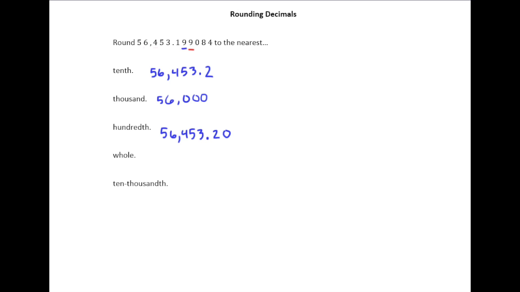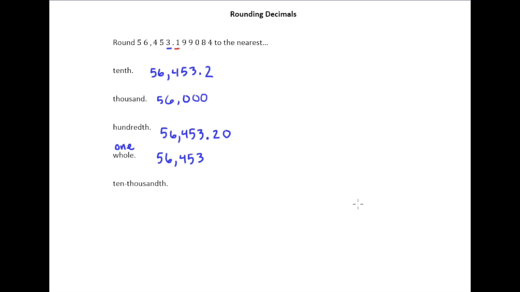Alright, the next example, it wants us to round the number to the nearest whole. So understand, when they're asking you to round to the nearest whole, that really means round to the nearest 1, or the ones place. So those mean the same thing. So my rounding digit is the 3, my test digit is the 1. 1 is less than 5, and so I'm going to leave 3 alone and 0 everything else out. So this is 56,453.